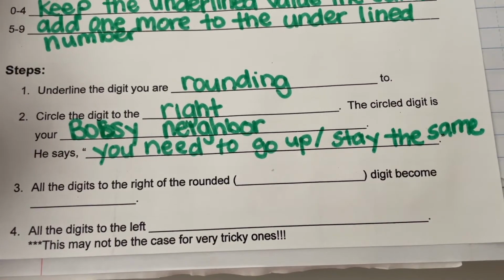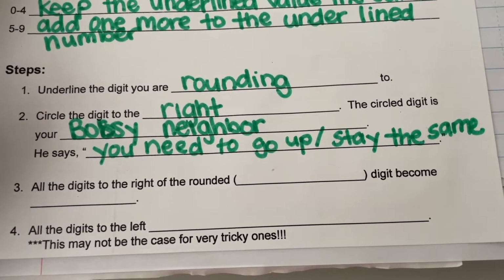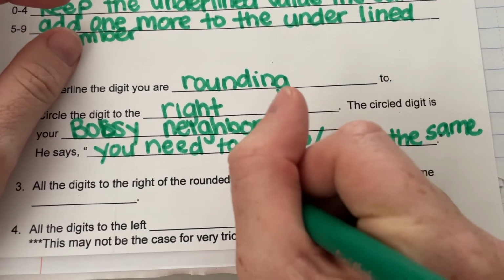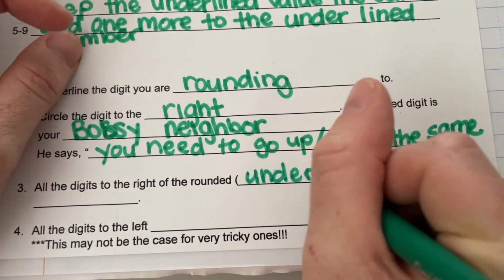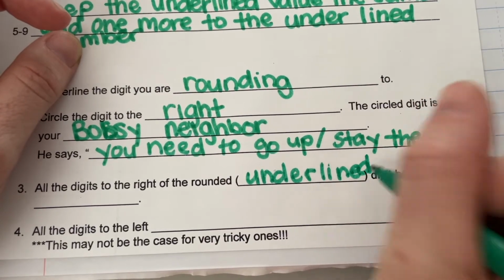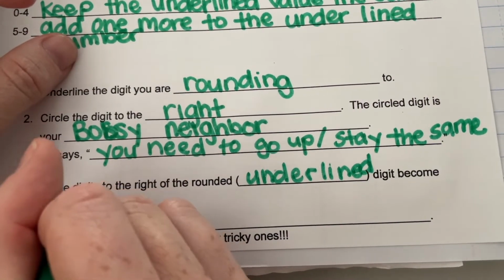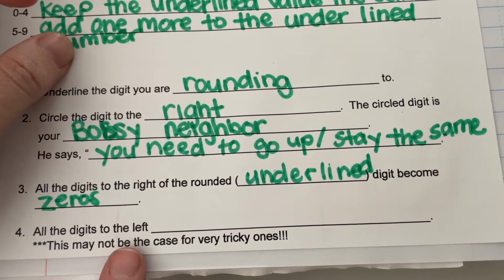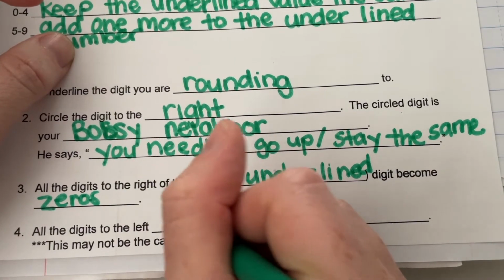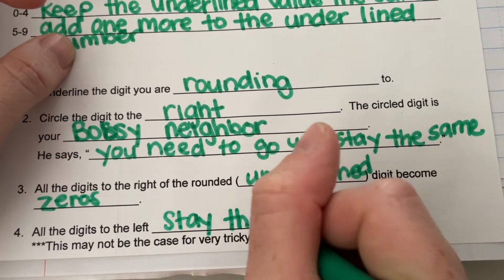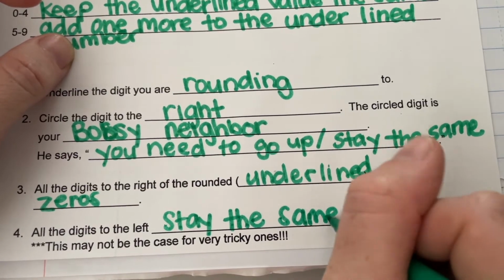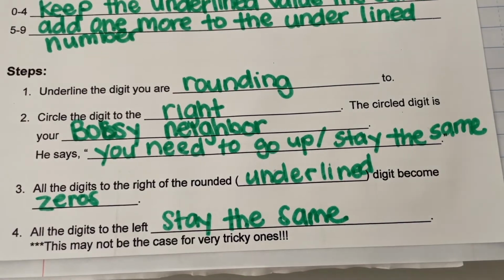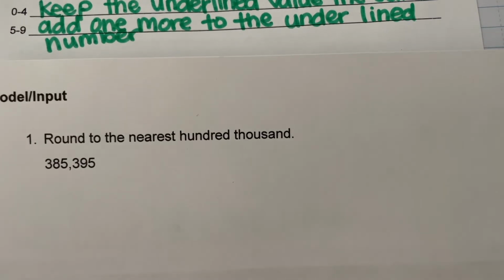Step number 3 says all the digits to the right of the rounded underlined digit become zeros. And then finally, all the digits to the left stay the same. There are a few exceptions, and these are the very tricky ones. Okay, getting out a red pen. So you are pausing, you are watching.